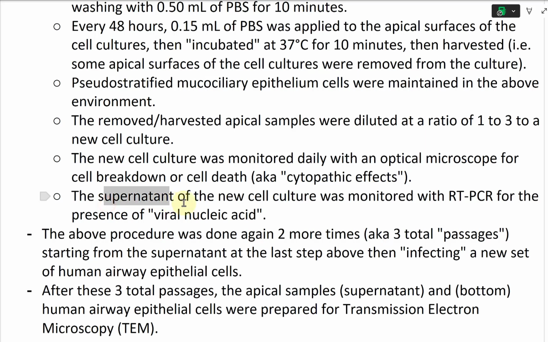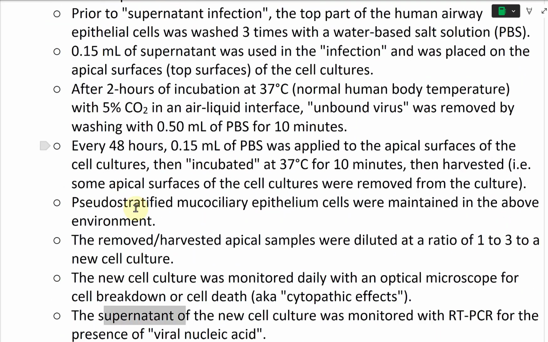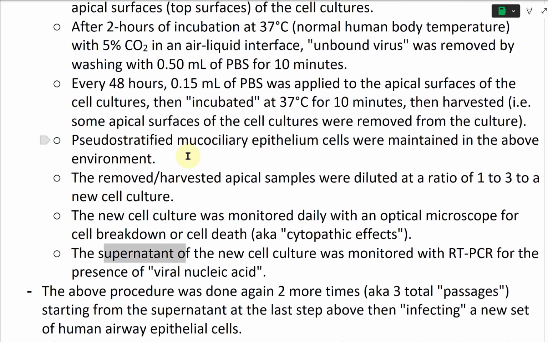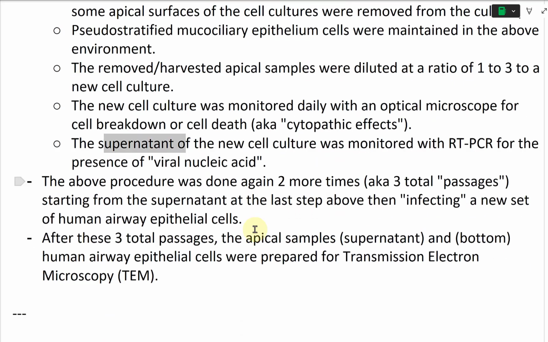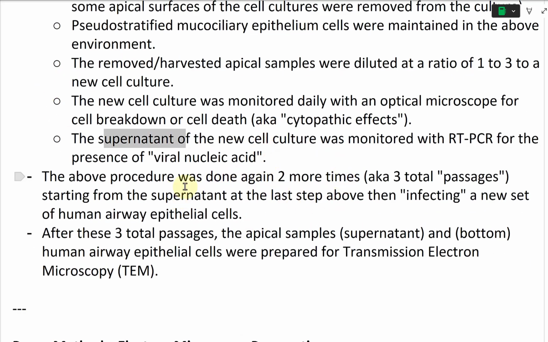So you get the supernatant of the new cell culture, and then infect a new set of human airway epithelial cells. Actually, no, the dilution is already done in this step. So then they would take this and infect a new one, and then go back, then dilute, and then monitor. And then do this 2 more times, so that would be 3 total passages. Interesting. So the last step, then, is "infecting a new set of human airway epithelial cells."